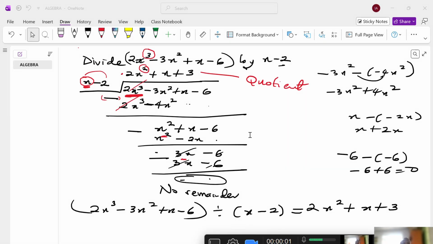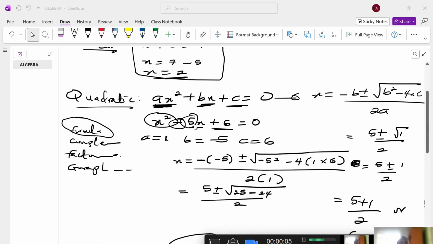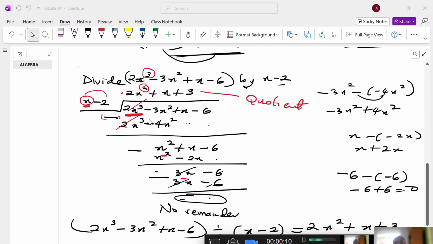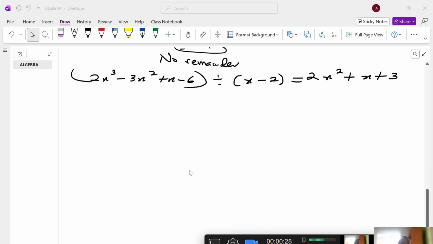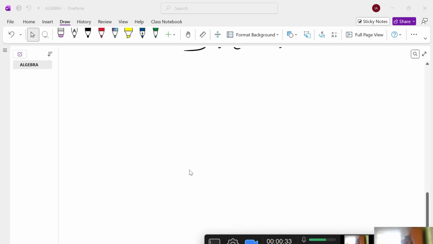So welcome back from the last session. In the previous session, I explained the linear equation and the quadratic equation as well as the polynomials. I mentioned the addition and subtraction of polynomials, and I said the most important part is the division, and that is what we will be using throughout paper 3. And I solved an example that has no remainder. So now let me solve another example of division, but this time with a remainder.